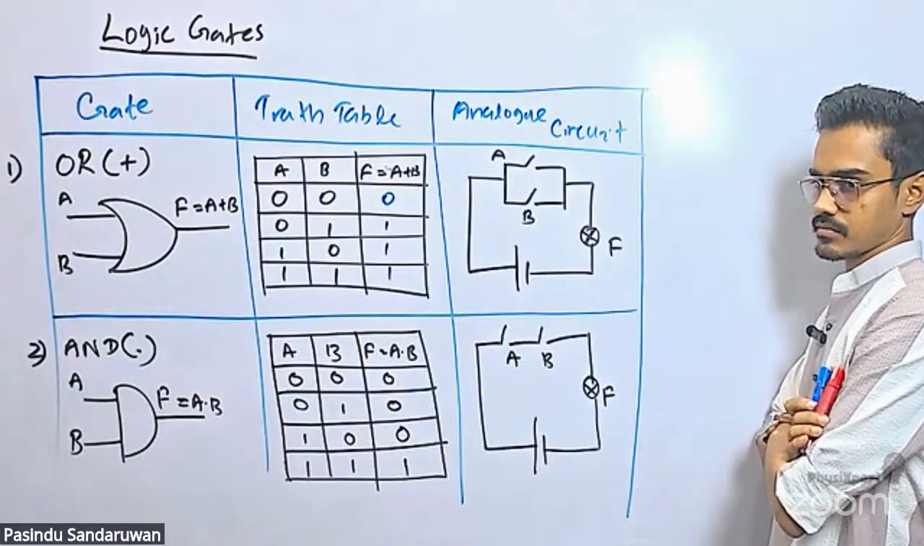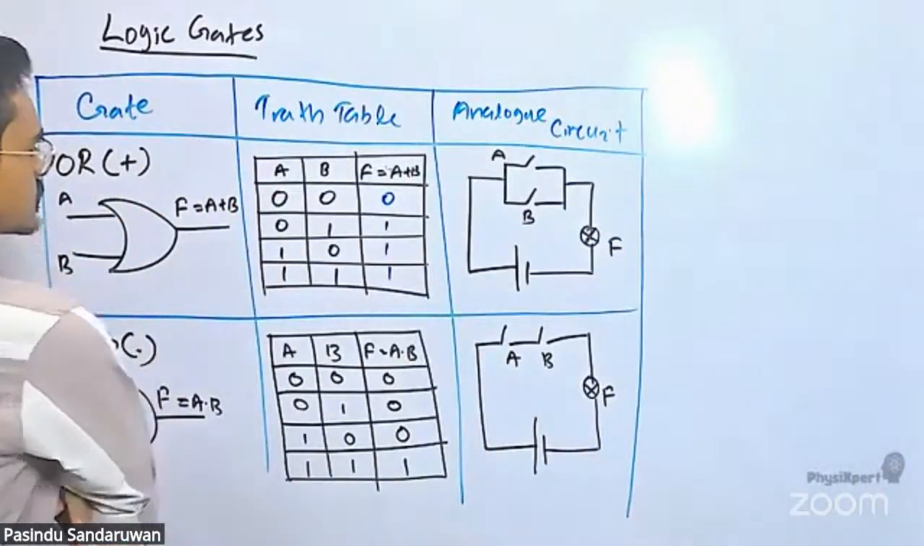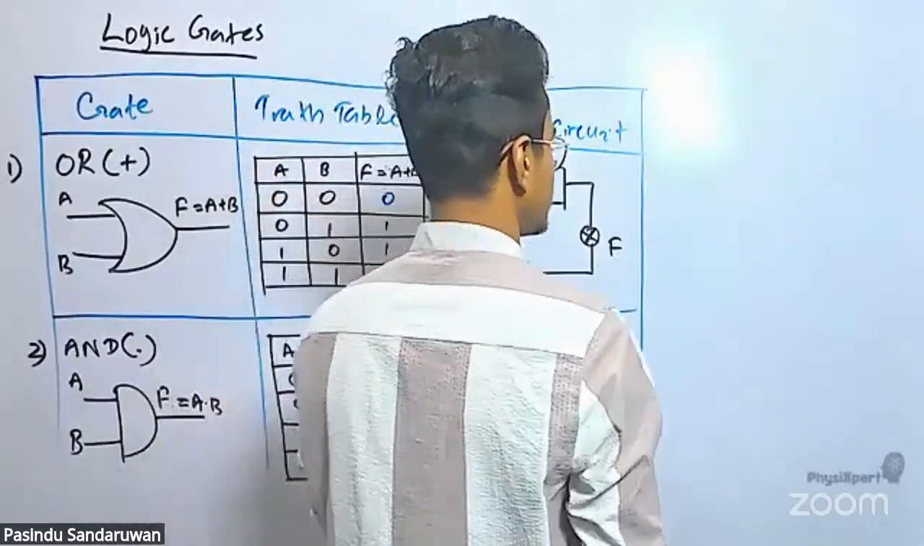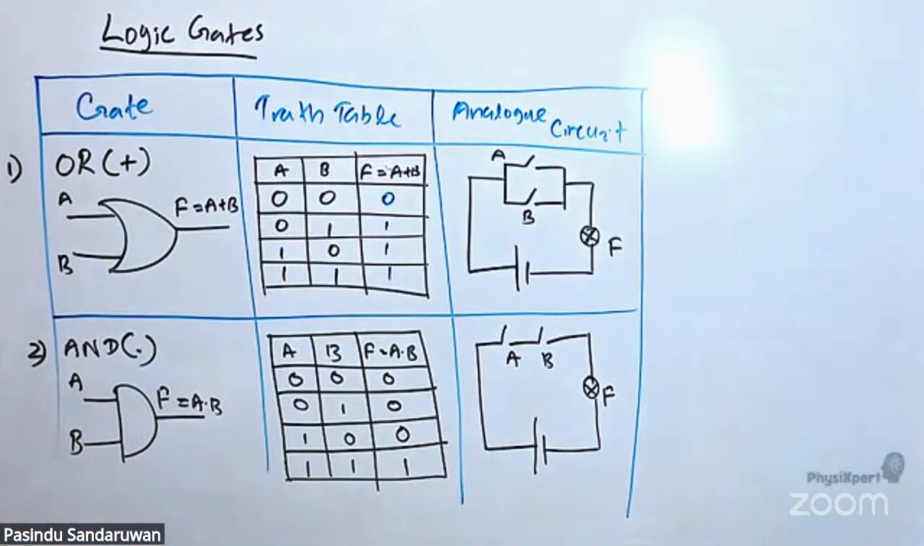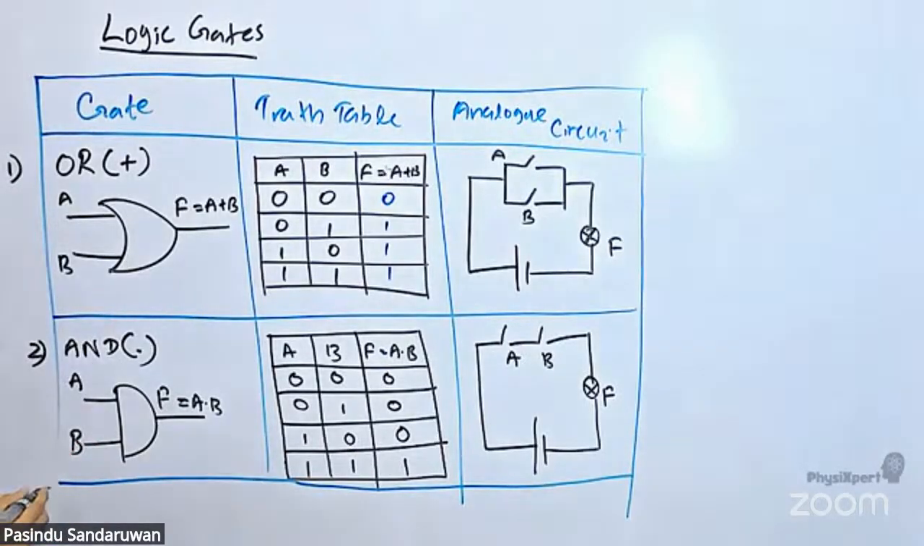Next one is NOT. Third one, NOT. NOT is the complement. The NOT gate is symbolized like this.